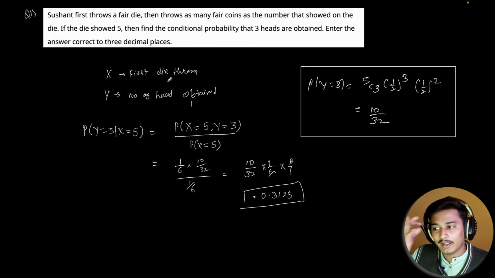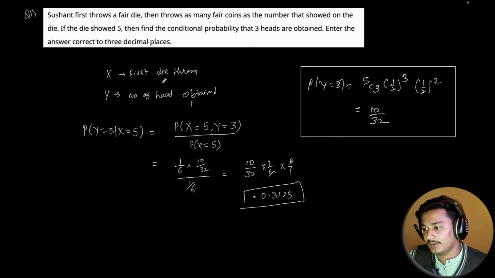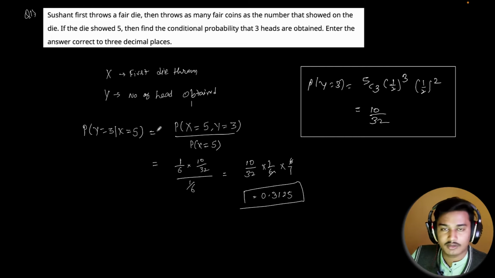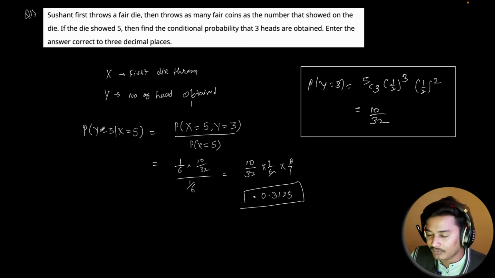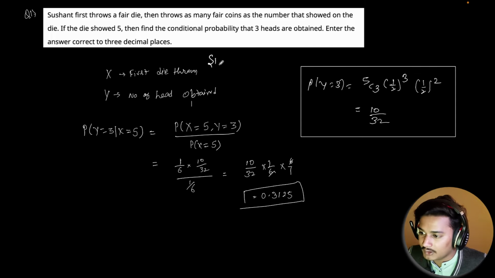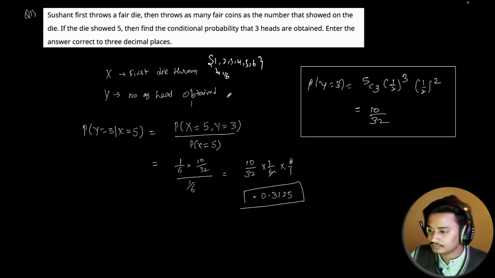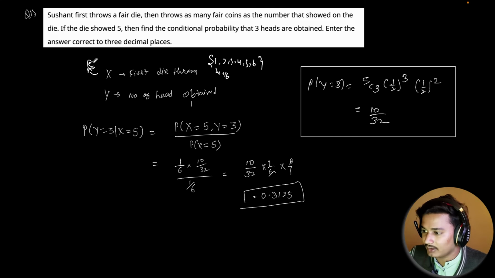Let's say X is the first die thrown and Y is the number of heads obtained. So our question is basically P of Y equals 3 given X equals 5. X is the throwing of the die, so X can take values 1, 2, 3, 4, 5, 6, and each will have probability 1 by 6. Now he's saying that X will be 5, so the probability of getting 5 is 1 by 6.